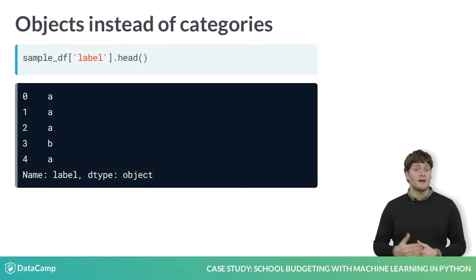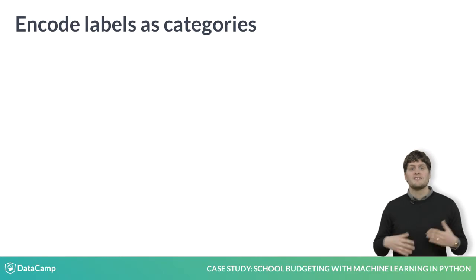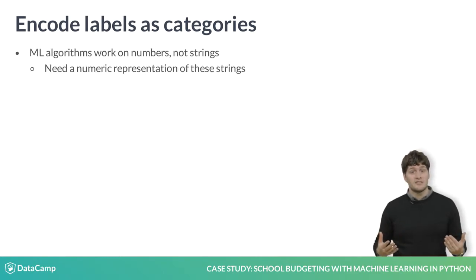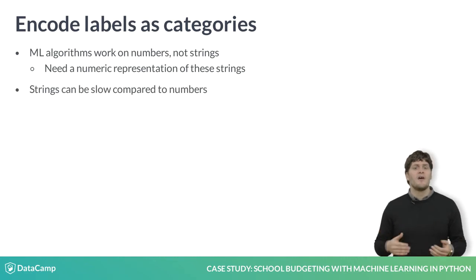If we look at the label column, we can see that it takes either the value A or the value B. We can treat these kinds of variables in a way that solves two problems for us. The first problem is that our machine learning algorithms work on numbers. We need a numeric representation of these strings before we can do any sort of model fitting. The second problem is that strings can be slow. We never know ahead of time how long a string is, so our computers have to take more time to process strings than numbers, which have a precise number of bits.